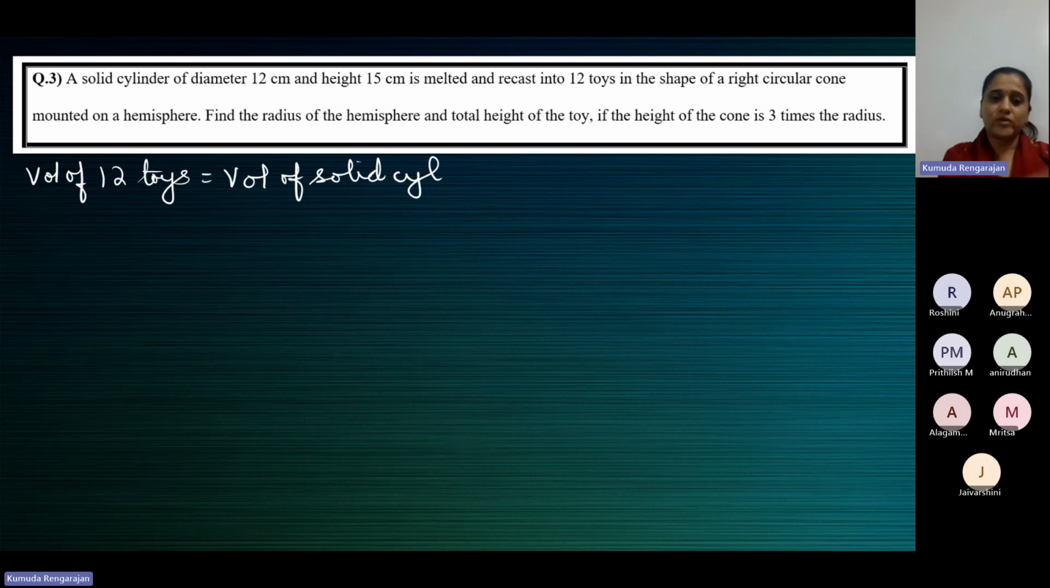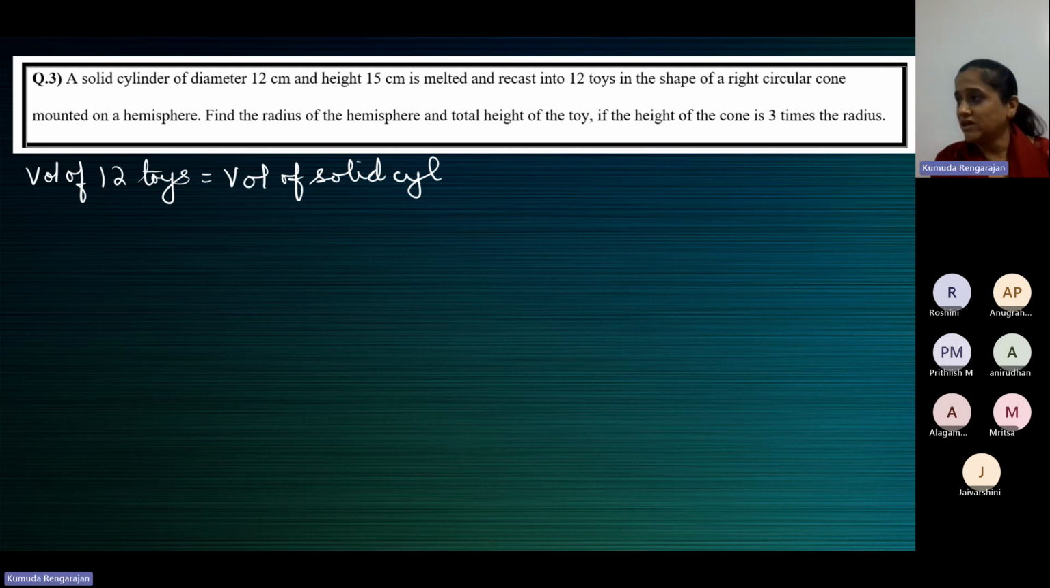So you can write it this way also. You can write volume of solid cylinder is equal to volume of 12 toys. Anyways, you can write it. I have written volume of 12 toys is equal to volume of solid cylinder. Normally, you want to have the number in the RHS, right? Since for the solid cylinder we know the radius and height, we have a number in the RHS. So I put it like this. You can write it the other way also.